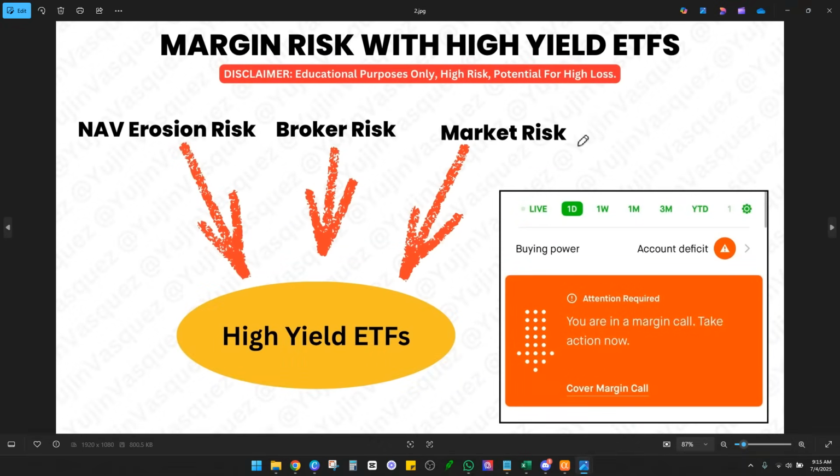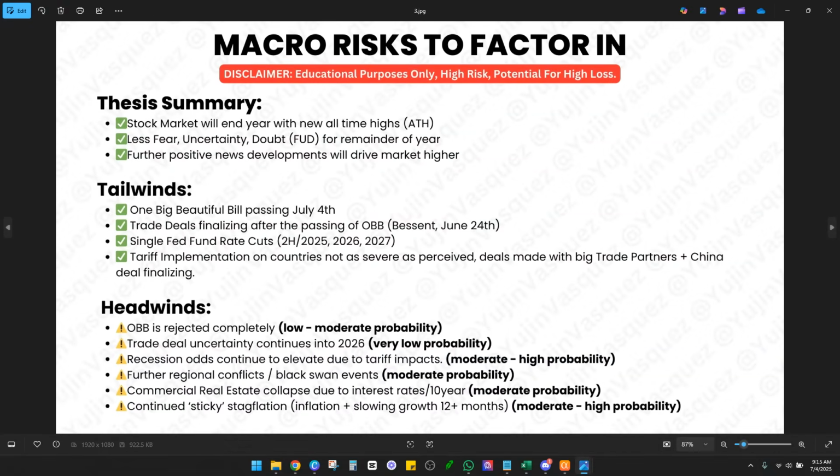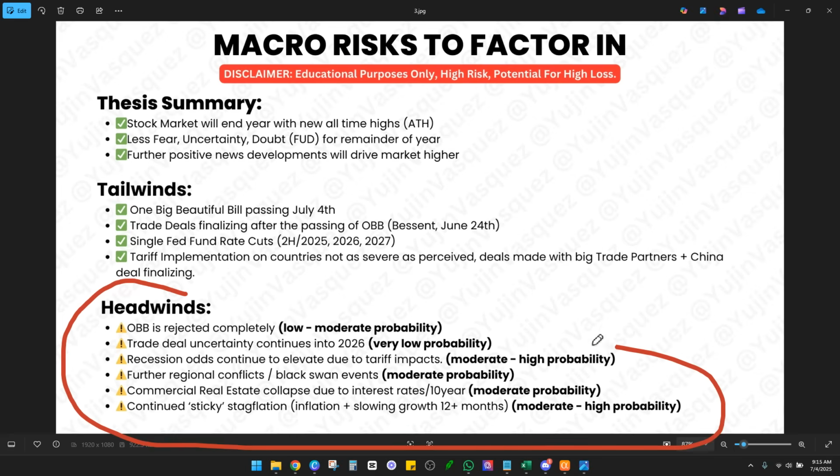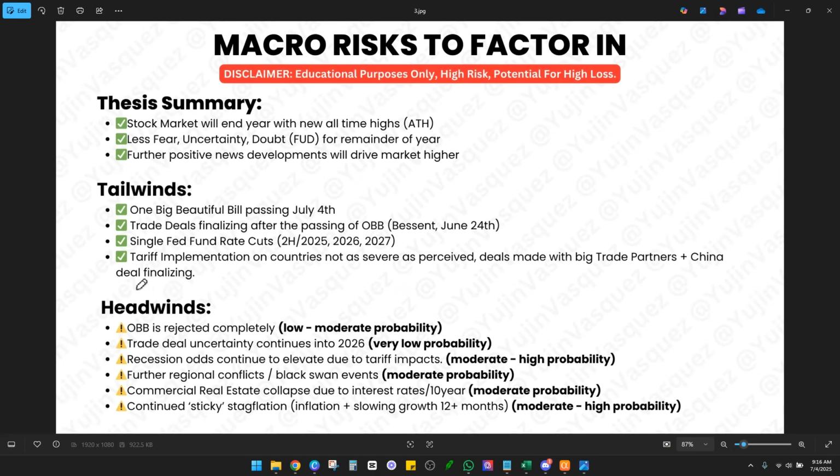And of course, for the last one, we're going to talk about market risk. Now, I did a video on my market predictions for the rest of the year, so we're just going to cover the headwinds, because I think these have some probabilities of occurring, and if this happens, it can absolutely impact the stock market. We already know this one isn't going to happen because the OBBB was just passed today, July 3rd. So this is a huge deal.